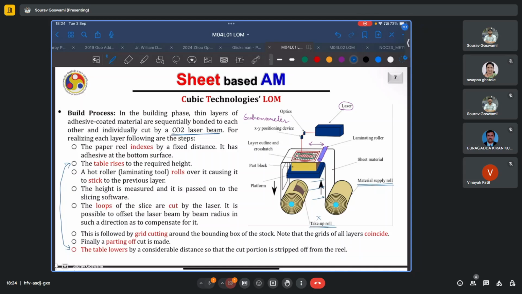The hot roller laminating tool rolls over the sheet, causing it to stick to the previous layer. Again, as I discussed, this might be by some normal pressure, some normal load, some temperature, or a combination of the two. The height is then ascertained and it is passed on to the slicing software in case there are any deviations which must be accounted for. Now the contours or loops of the slicer are cut by the laser. It is possible to offset the laser beam in such a direction as to compensate for it.